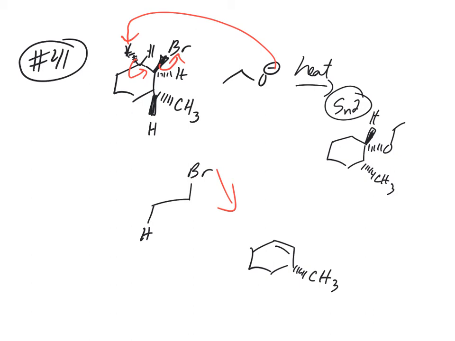Now you always want to do Zaitsev's rule, the more substituted alkene, but in this case, it's not possible. You want to put the pi bond there, but this H and this bromine are not 180 degrees apart. They're on the same side. So you have to go to this hydrogen over here, and you make the less substituted alkene, but that's because you had to follow the anti-periplanar E2 rules.